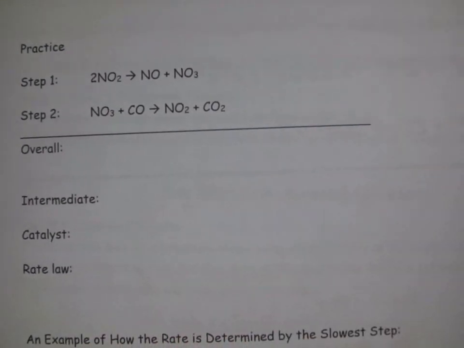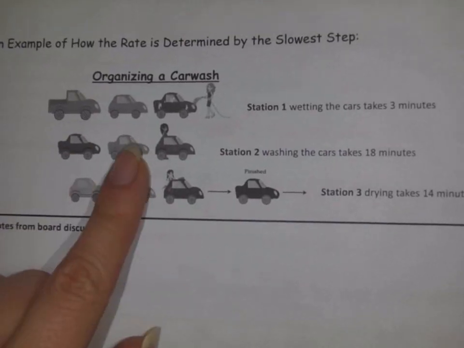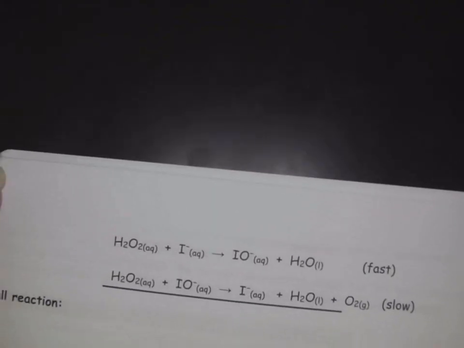We're going to skip page 24. We're going to do page 24 in class. I have a really cool example of why the slow step is the rate determining step, and I'll show you that in class. Let's go on to page 25.